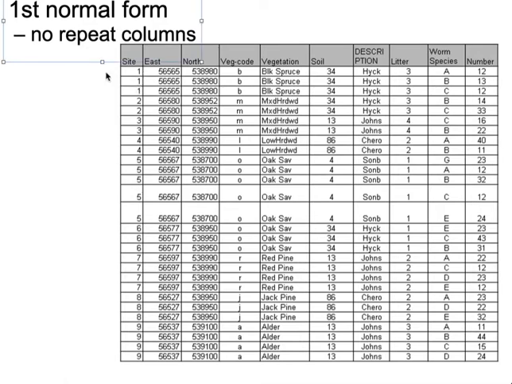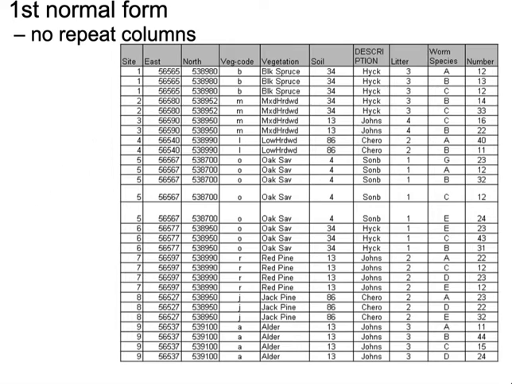And remember, there's the site 1, 2, 3 now, 1 for each of the worms. I'm copying the easting and northing information for the GPS and the veg code and the veg type and the soil type description and the litter. But now I have the worm species and number split, right? So again, this is columns for rows, to get rid of those redundant columns.